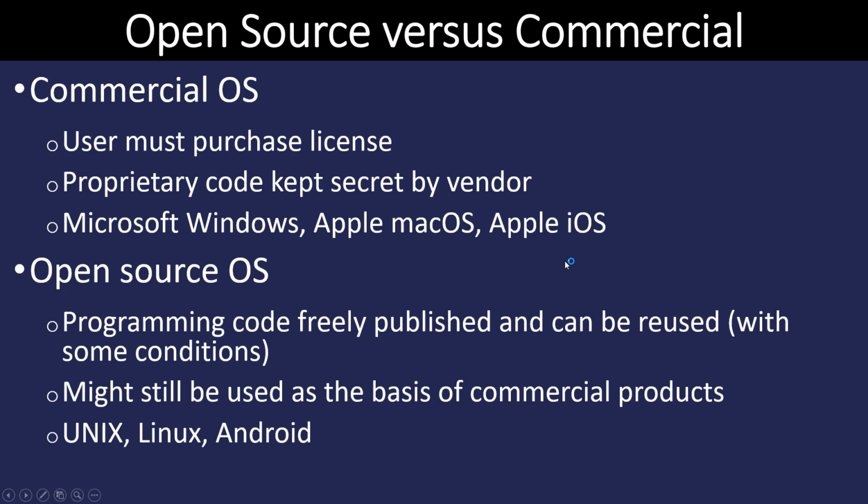We can further divide operating systems up by either commercial or open source. Commercial really means that you're paying to purchase a license. There's a proprietary code, meaning the source code of the operating system is kept secret by the vendor. Typical examples of this are Microsoft Windows, Apple macOS, and Apple iOS. Then we have open source operating systems, where the code is freely published and can be reused and customized to devices and applications. They might still be part of a commercial product, but they are open source to begin with. Unix, Linux, and Android are examples of this.